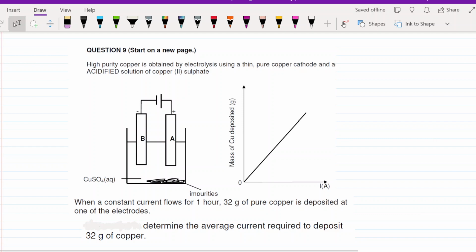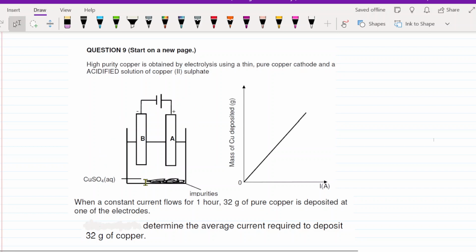I forgot the year, but there was a question where a learner was required to calculate the average current. Now let's read the statement and then we'll see the question. The statement says, high purity copper is obtained by electrolysis using a thin pure copper cathode and an acidified solution of copper 2 sulfate. Then this is the diagram that they gave us.